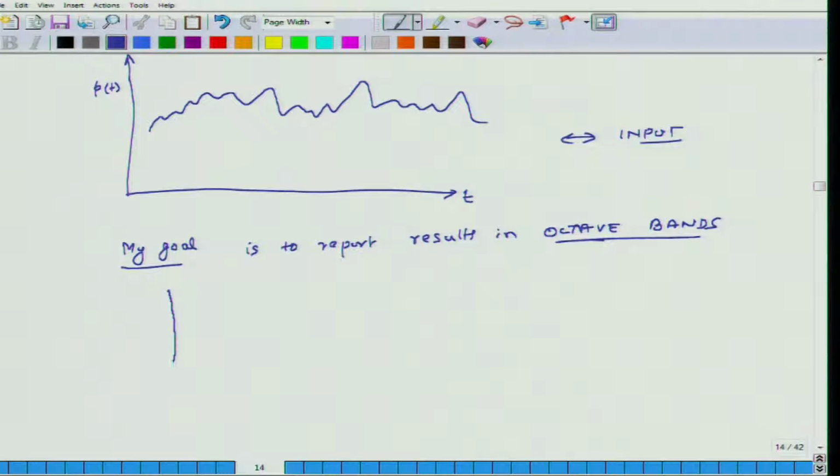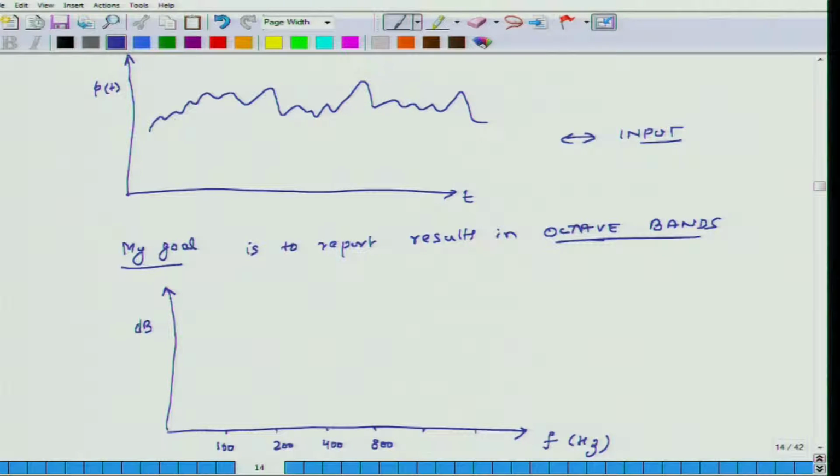What does that mean? What it means is that on my frequency axis, which will be in hertz, I will have specific center frequencies. Let's say this is 100, 200, 400, 800 or something, but these are my standard octave frequencies, and on y-axis I have to plot decibels. I will just call it FC1. This is second, FC3, FC4, FC5, FC6, and so on and so forth.